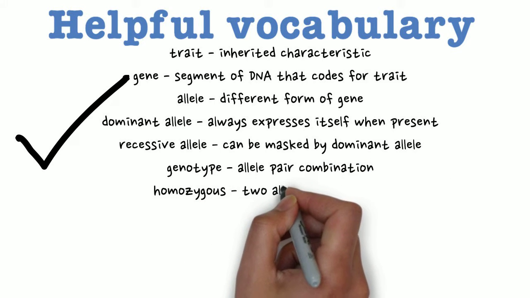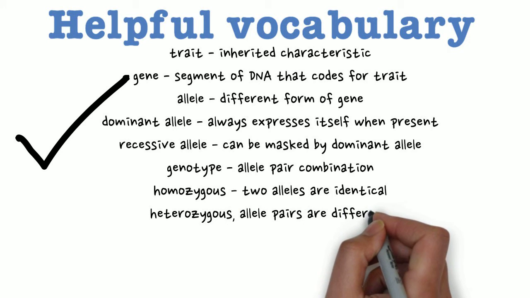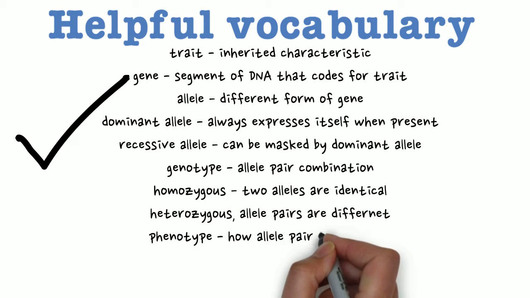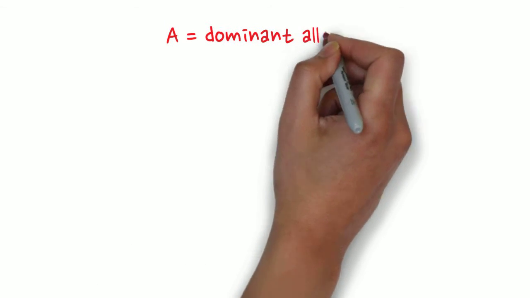The genotype is the allele pair combination. Homozygous is if the two alleles are identical. Heterozygous is if the allele pairs are different. Phenotype is the physical expression. So let's take a look.